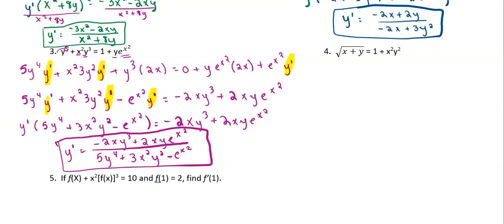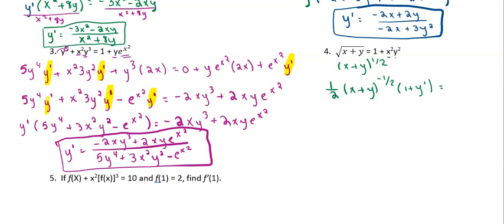So for the last one, I'm going to rewrite this as x plus y to the 1/2. So now when we take the derivative, we bring down the power, rewrite, subtract 1. So that becomes a negative 1/2. Now we need to consider our chain rule. So on the inside of our parenthesis, we'll have the derivative of x as 1 and the derivative of y is y prime. On the other side, the derivative of 1 is 0.